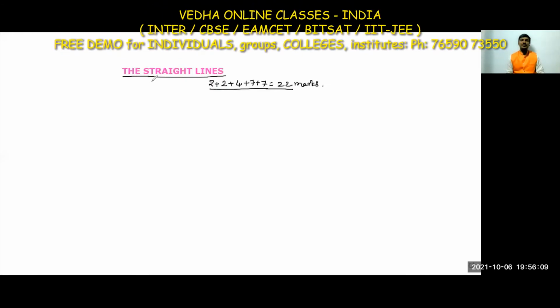So here from the straight lines chapter, we are going to get 2 plus 2 plus 4 plus 7 plus 7 is equal to 22 marks. So total overall 22 marks. Now, what is a straight line?